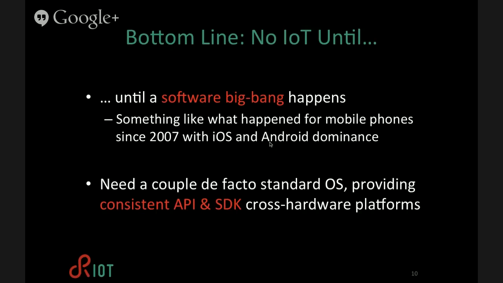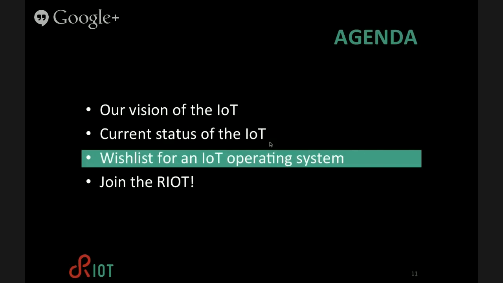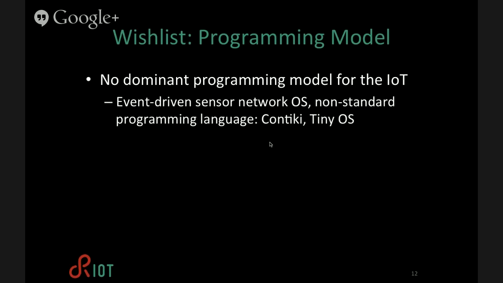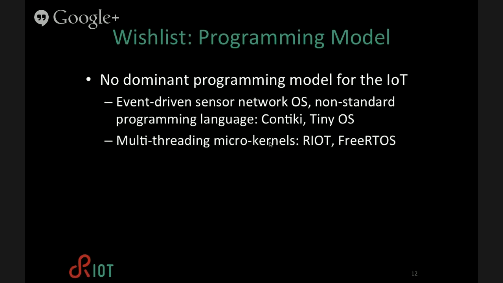We need a couple of de facto standards in terms of operating system that will provide a consistent API and SDK across hardware platforms. And that's what we've been focusing on at Riot. So if we talk about such an operating system, in terms of programming model for the IoT, there's no real dominant programming model. It was already highlighted by some previous talks. The way we see things, there are a couple of choices out there. There are event-driven operating systems that were developed for sensor networks a few years ago that use some non-standard programming language, such as Contiki or TinyOS. And you have another approach, which provides full multi-threading based on microkernels, such as Riot or FreeRTOS.